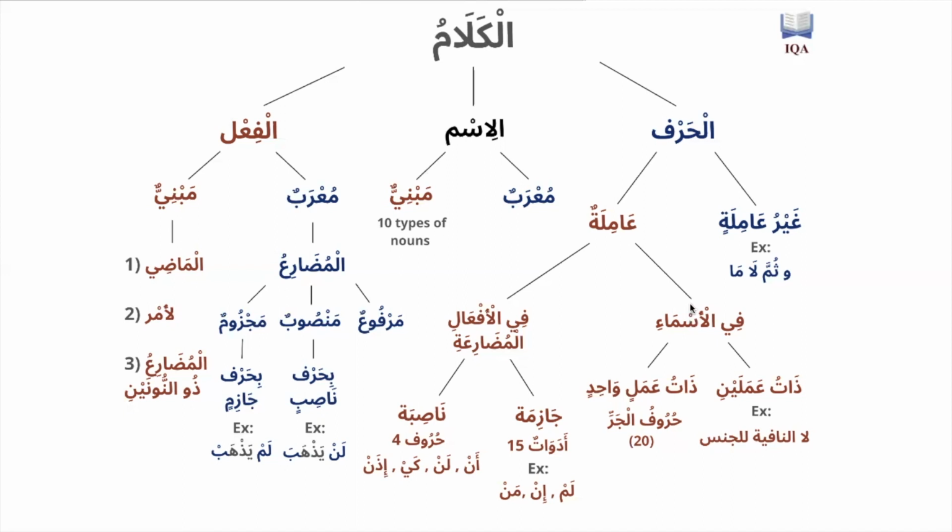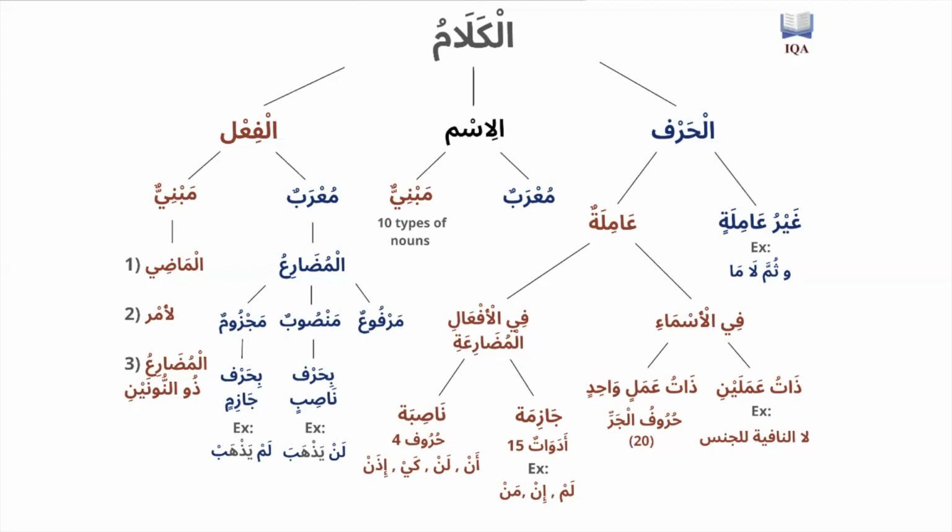On the other hand, there are certain types of huruf that are amila fil asma that have action in nouns that are dhatu amalain. They're going to have an effect on two nouns that come after it. For example, la nafiyatun lil jins, right? Which is going to have an effect on two nouns that come after it. It is going to make what was originally the mubtada mansub, mabni ala fath fi mahalli nasb, and it is going to make what was originally the khabar marfu', right?